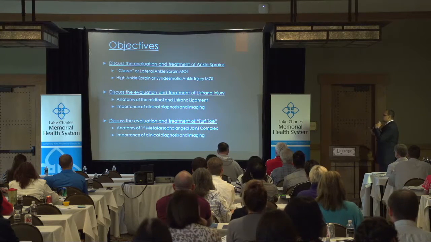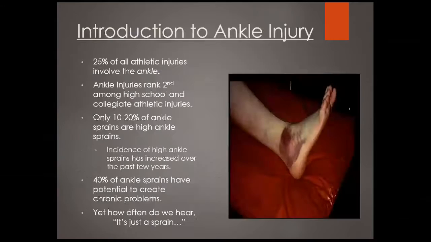And we're also going to discuss turf toe. So first, introduction to the ankle injury. 25% of all athletic injuries involve the ankle. 40% of ankle sprains have the potential to create chronic problems.